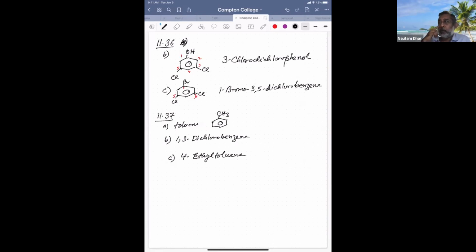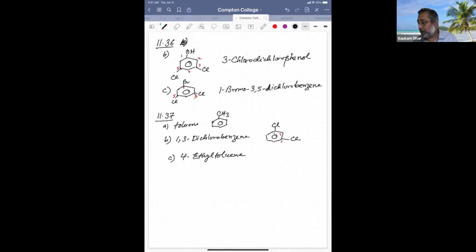Try to do this too. Draw the benzene ring first. Okay, and then put numbers. Starting from anywhere as one, then one and three is dichloro. So that one is quite simple. So this is a one and three. One, two, three. So we can go from name to structure and structure to name.